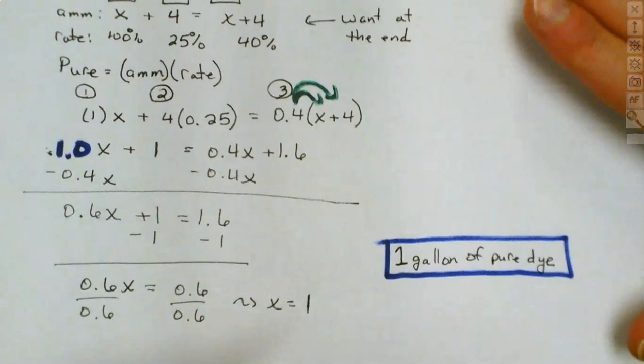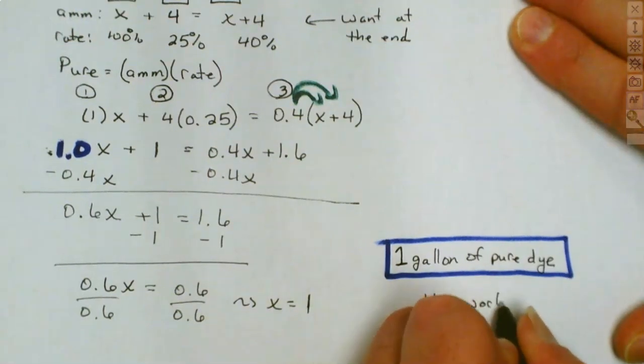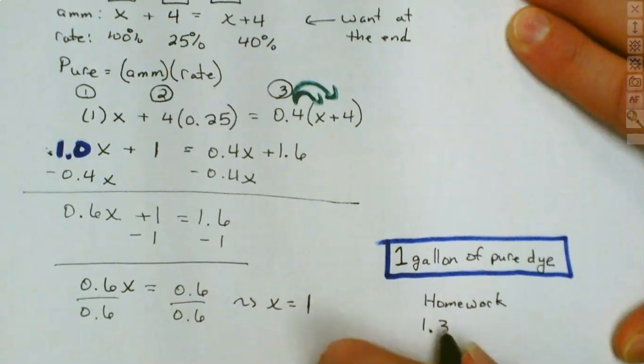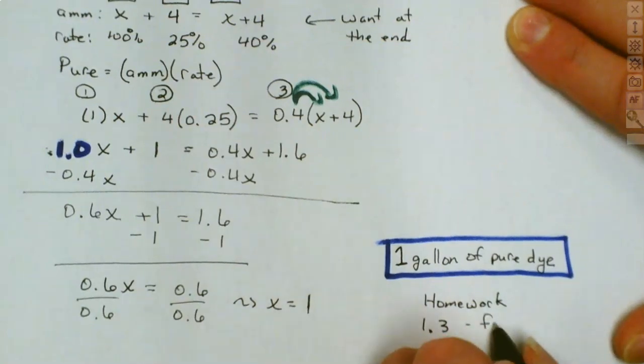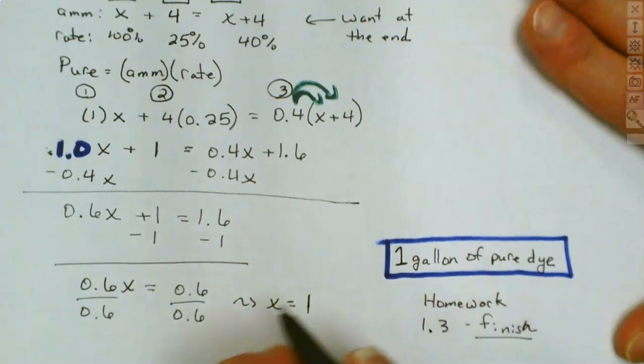Now let's talk about our homework. So what's our homework going to be? Well, our homework is going to be 1.3, and you should be able to finish it out now. So you should be able to go through and finish out completely 1.3.